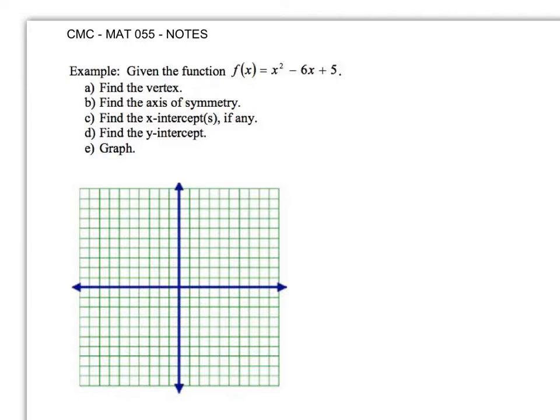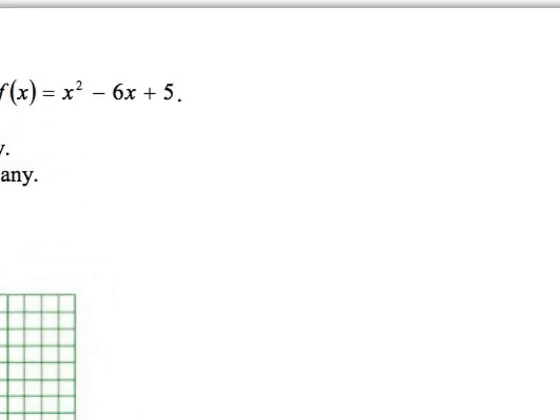Okay, so on this last one, we're given a function that isn't in vertex form. So what we want to do is first find the vertex, find the axis of symmetry, find the x-intercepts, find the y-intercept, and then graph. All right, so this one isn't as bad. So on part A, let's find the vertex.